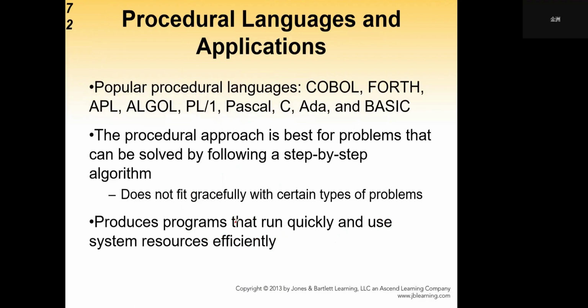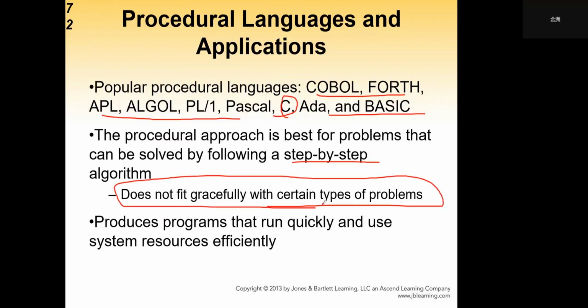Then we introduce procedural languages and some of their applications. For example, the most popular procedural language is the C programming language. And Fortran and others are also listed here. The procedural approach is best for problems that can be solved by following a step-by-step algorithm. It doesn't fit gracefully with certain types of problems.